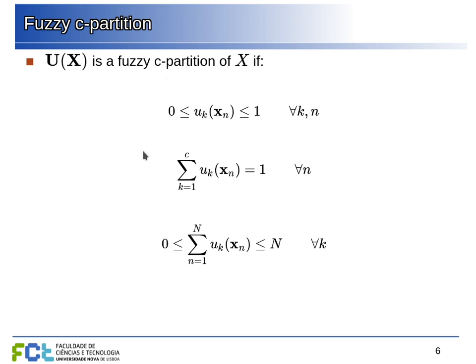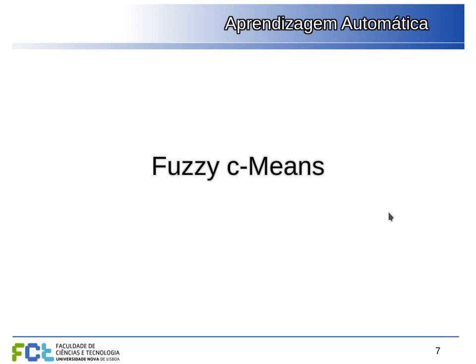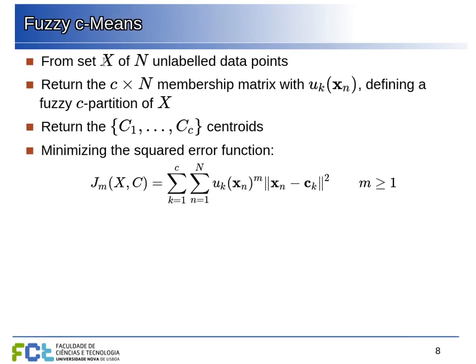If we respect these conditions, we say we have a fuzzy C partition of X, where we divide the set X into C fuzzy sets. And now we can use this to cluster, use fuzzy clustering, on this set of points. One example of that is the algorithm fuzzy C-means, which is similar to K-means, but it deals with fuzzy sets.